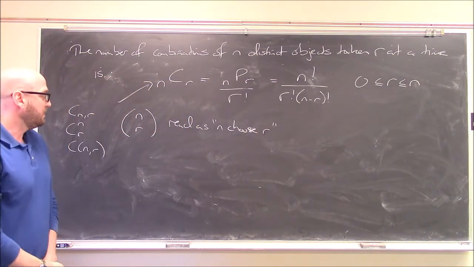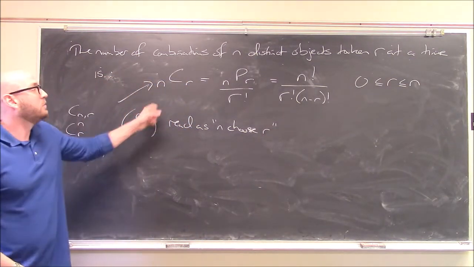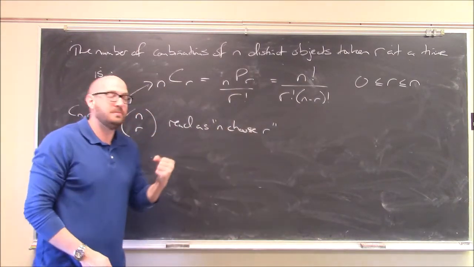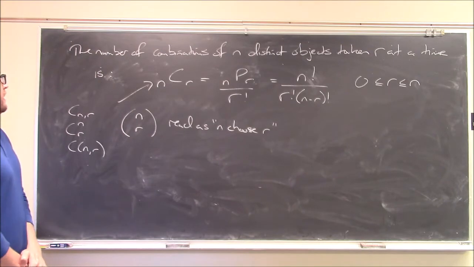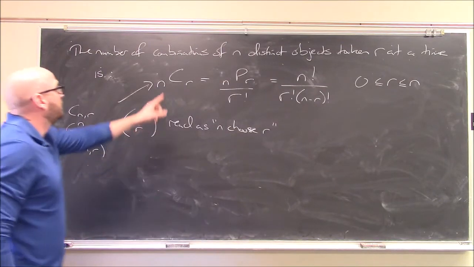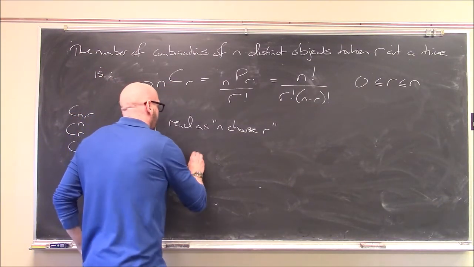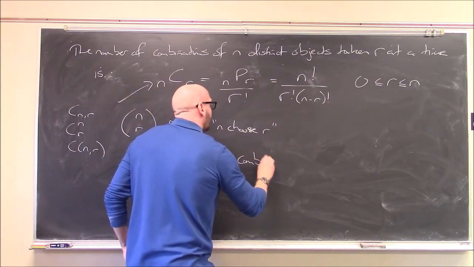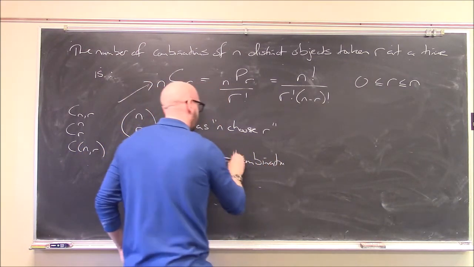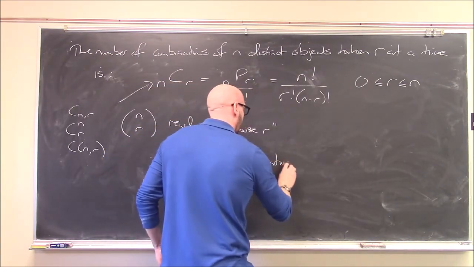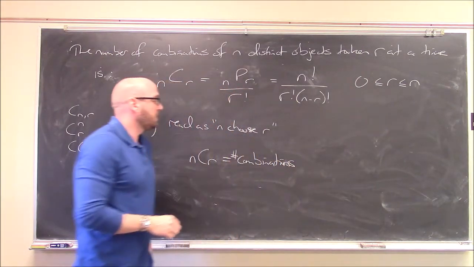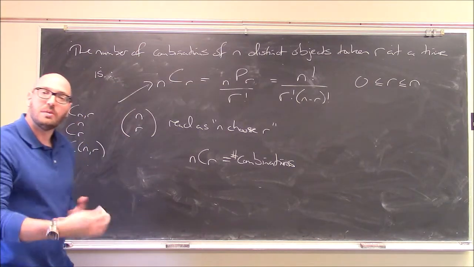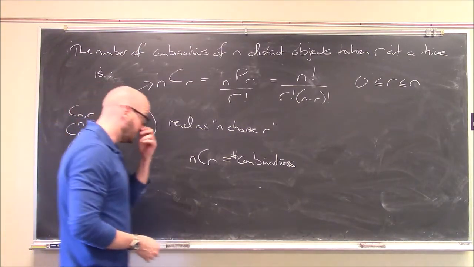Which is very descriptive. It's saying it counts the number of ways that, given n objects, you can choose r from them. So what's the difference between these two expressions? NCR is the number of combinations. And the most important point here is that order doesn't matter. When you're looking at combinations, you don't care about the order of the objects that you get, right?